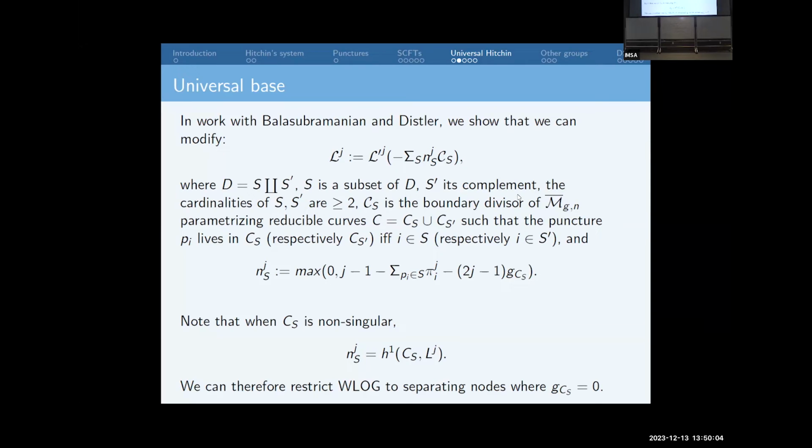In that level of generality, we can ignore nodes that are not separating. They don't contribute. And you also need the genus of the curve in question, or the component in question, to be zero. Otherwise, it's H1 of that.